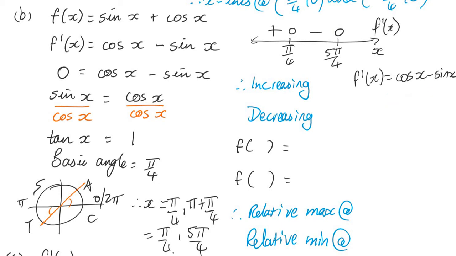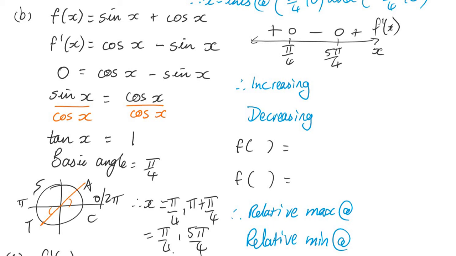And we've got to do one last one. Something in this region here, an x value in that region would be 2 pi. So if I substitute that in, cos of 2 pi is 1, sine of 2 pi is 0. That's 1 minus 0, which is a positive value. And so greater than 5 pi on 4, the graph is increasing. We have a positive gradient.